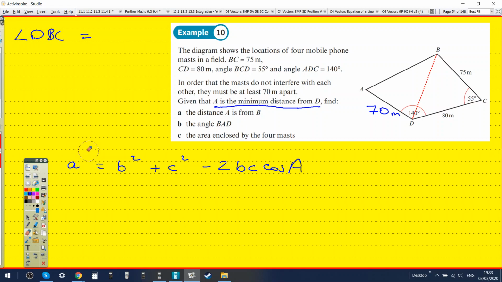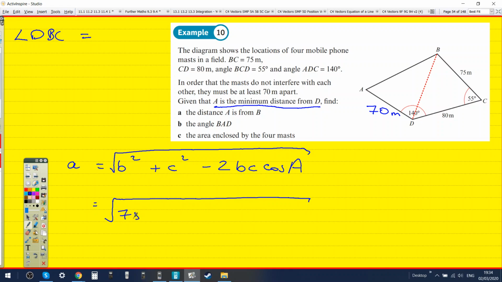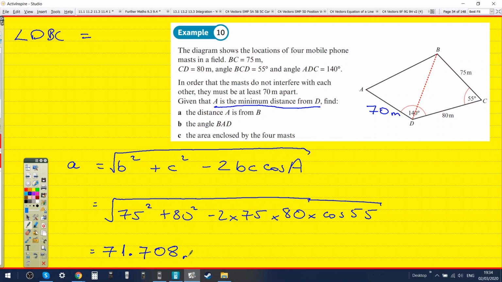Yeah. So would it be the square root of 75 squared plus 80 squared minus 2 times 80 times 75 times cos 55, and then I've got 71.7. Let's say 5 sig fig: 71.708. It's okay.